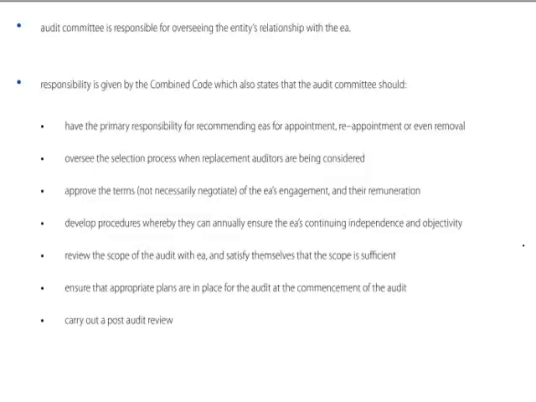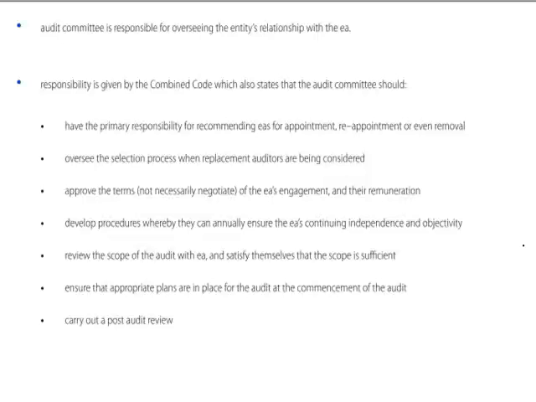Responsibility is given by the Combined Code, and it also states that the Audit Committee should have the primary responsibility for recommending the external auditors for appointment, or reappointment, or even removal. So it's the Audit Committee who are responsible for selecting the identity of the external auditors. I can see the sense in taking it away from the Executive Board, because it will improve and strengthen the independence of the choice of the external auditors. So that I'm happy with.